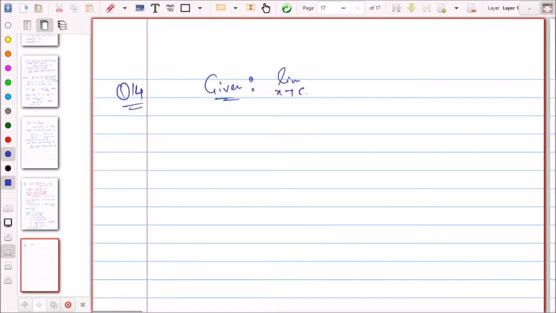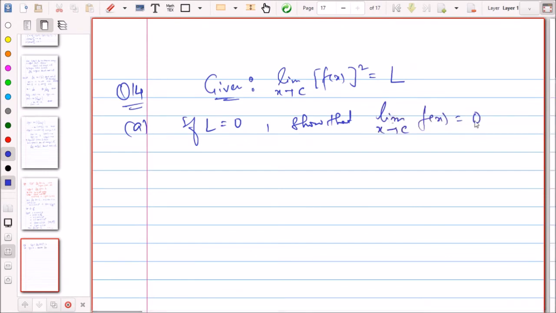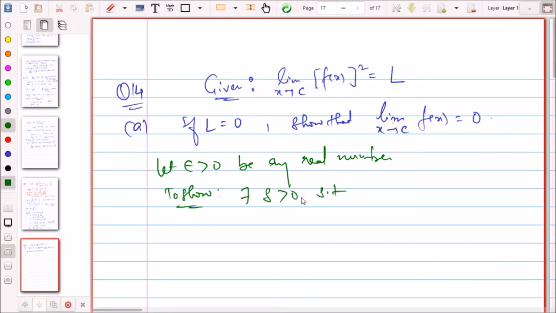Yes, question number 14. Given limit x tends to c, f(x) square is equal to L. Now the a part says if L is equal to 0, show that limit x tends to c, f(x) is equal to 0. So this is what we have to show. So first we will show the a part. Let epsilon greater than 0 be any real number. To show: there exists delta greater than 0 such that 0 less than |x minus c| less than delta should imply |f(x) minus 0| less than epsilon. So this is what we have to show.